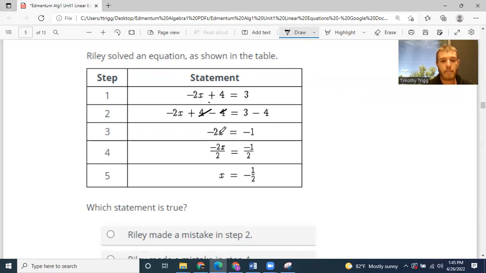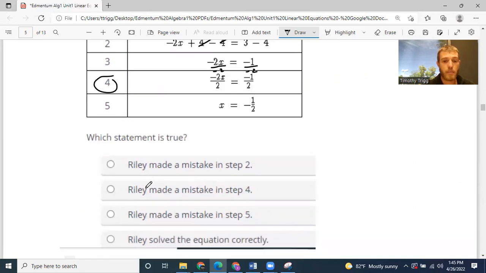What would be my next step? I would divide both sides by negative 2. That's what I would do next. Divide both sides by negative 2. Well, Riley did not do that. You see she divided both sides by positive 2. Okay, so that's where she made a mistake. So step 4, she made a mistake.